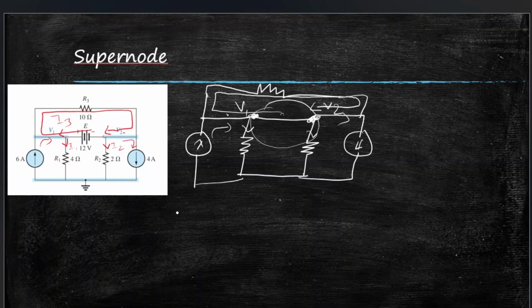Now let's make the equation. So what do we have here? We have current entering. Let's write that. So I in is equal to I out. Now what are the currents entering? 6 ampere is entering.